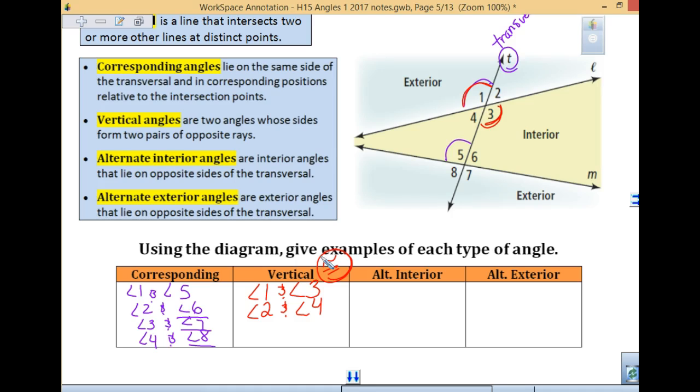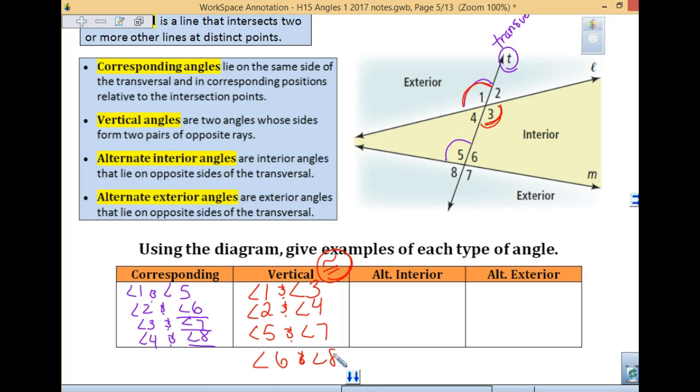Same shape and size. Shape and size. And this one is just going to be the same angle measure when we talk about it. Grace, tell me what else you had. Angle 5 and angle 7. And we should have one more pair, which should have been 6 and angle 8. Okay? Those are all vertical.